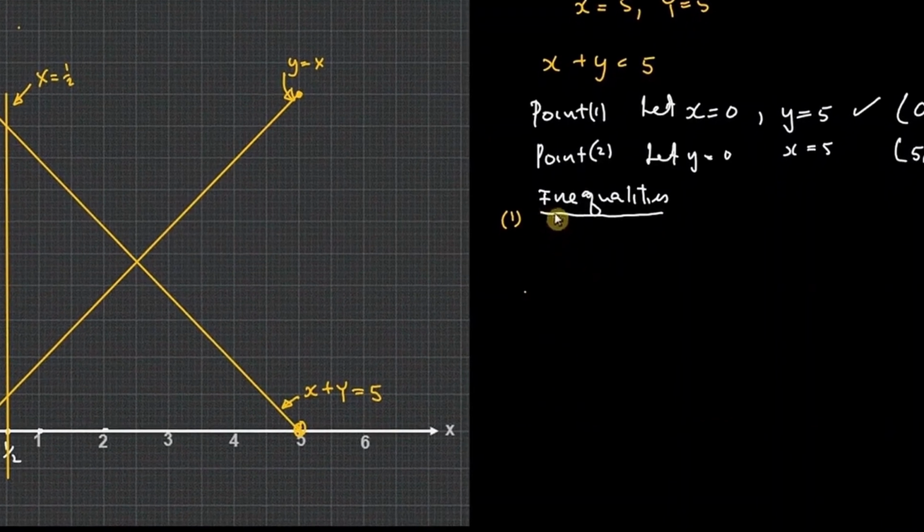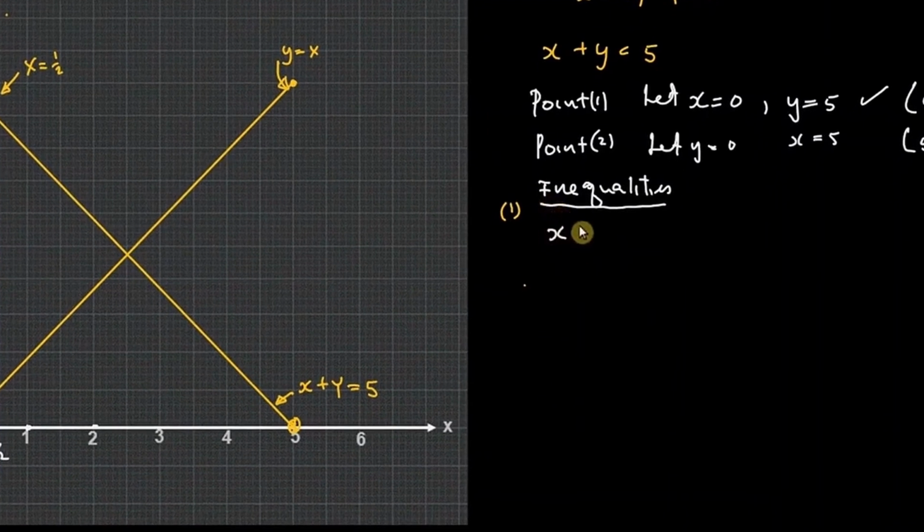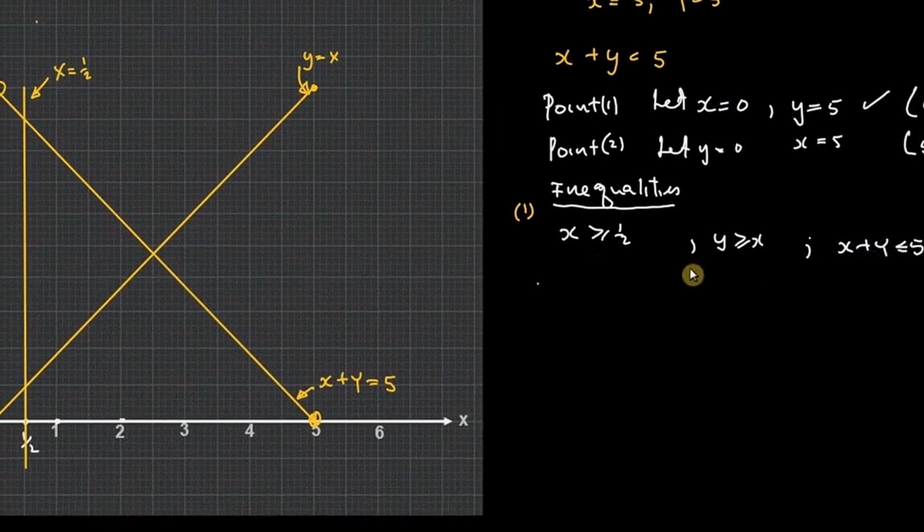So the first inequality is x is greater than or equal to half. The second inequality is y is greater than or equal to x. And the third inequality is x plus y is less than or equal to 5. So let's quickly represent these inequalities in our graph.